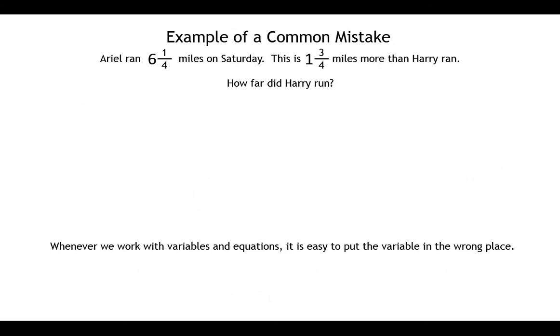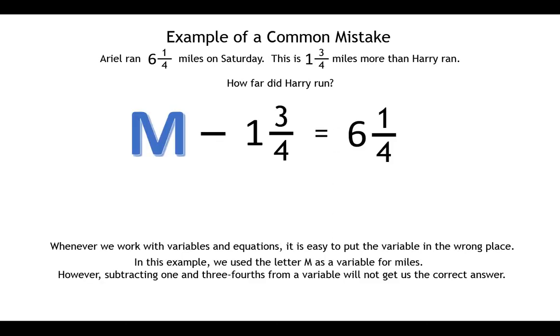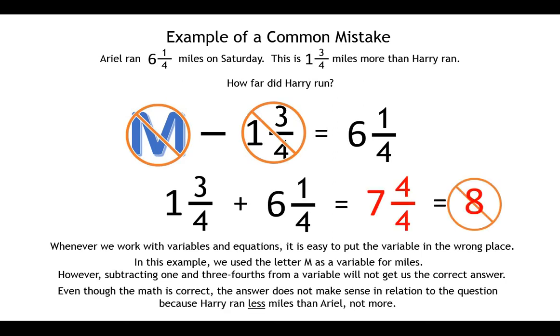Let's talk about common mistakes. Whenever we work with variables and equations, it is easy to put the variable in the wrong place. Ariel ran 6 1/4 miles on Saturday. This is 1 3/4 miles more than Harry ran. How far did Harry run? In this example, we use the letter M as a variable for miles. However, subtracting 1 3/4 from a variable will not get us the correct answer. Even though the math is correct, the answer does not make sense in relation to the question because Harry ran less miles than Ariel, not more.